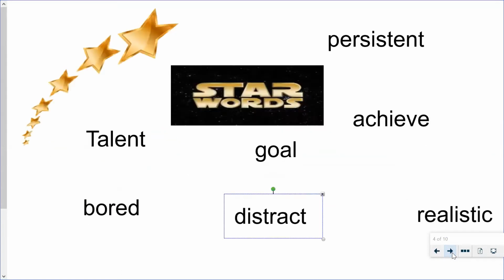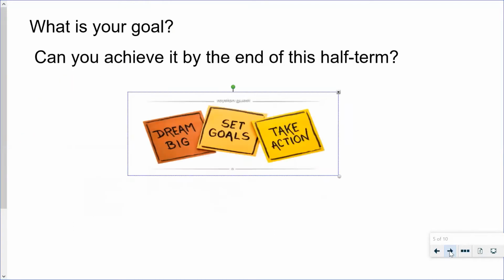Your Star Words today are, my turn, your turn. My turn first: persistent, achieve, talent, goal, bored, distract, realistic. Fantastic, well done.